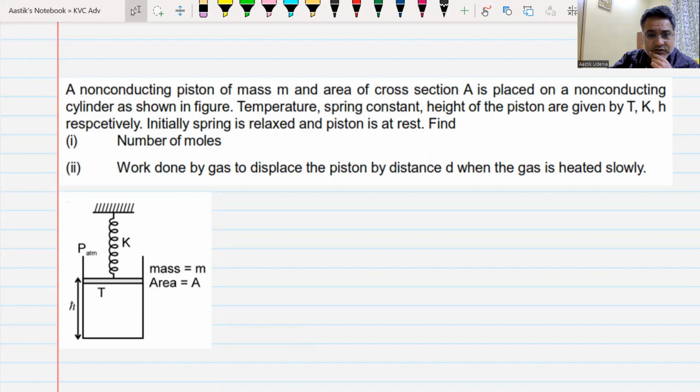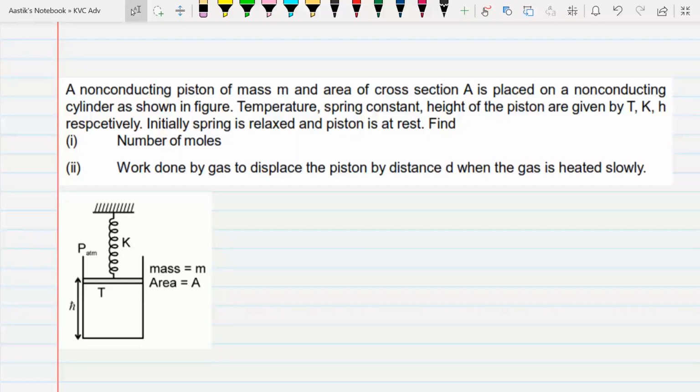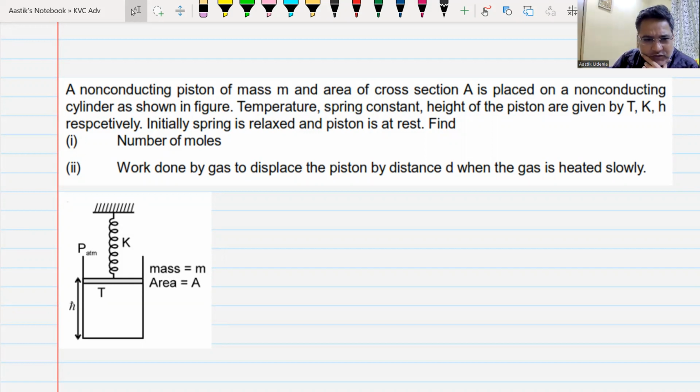I'll give you 2 minutes to give me the answer for this one. Okay, tell me. The work done equals V plus mgh by RT, sir. The first question is, find the number of moles. What is the number of moles? That is V plus mgh by RT, sir.